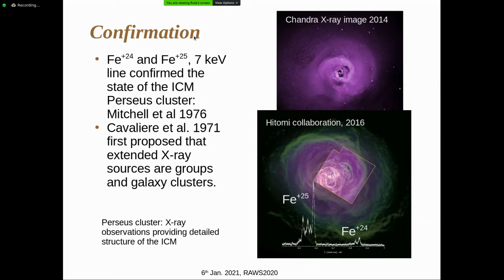At these very high temperatures, you know that even the iron is highly ionized, and in that state it has a transition, which is this 7 keV line. This has been measured very precisely by the Hitomi telescope, and it has given an idea of the turbulence in the intracluster medium.